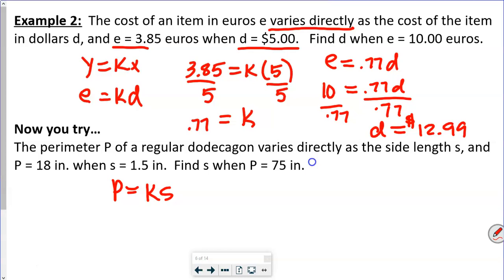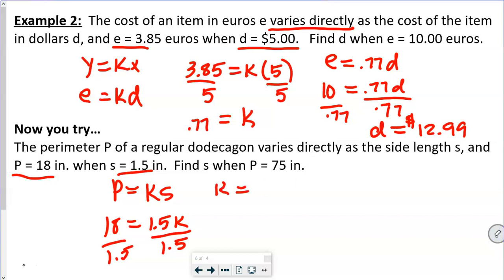All right, so now once again, we're going to put in the values that were given for our P and our S, and we're going to find our K. So we got 18 is equal to 1.5 times K, right? It's SK, KS, it doesn't matter, okay? So we're going to divide both sides by 1.5. That's going to give us our K, right? So our K equals 12, okay? Then we're going to write our equation of direct variation. So P equals 12 times S, right?